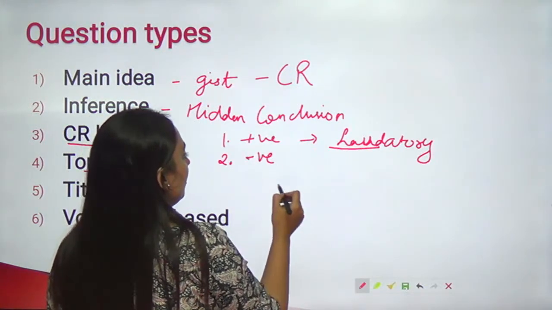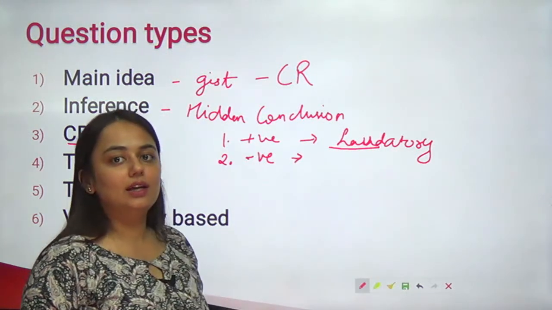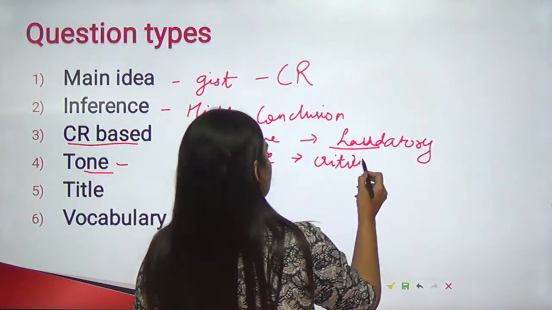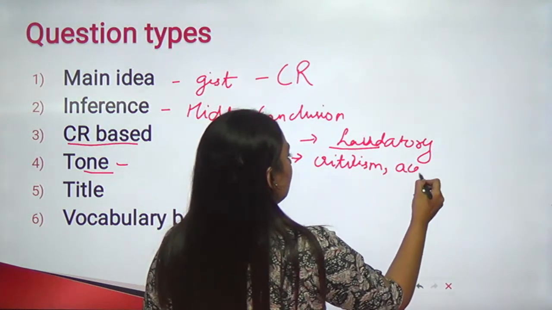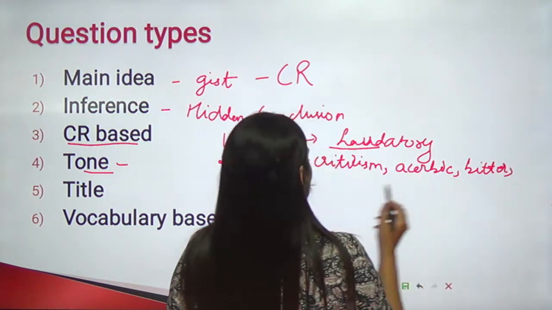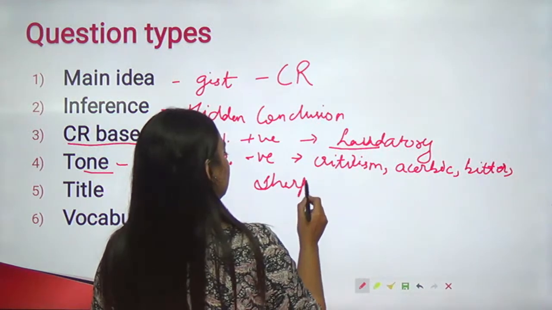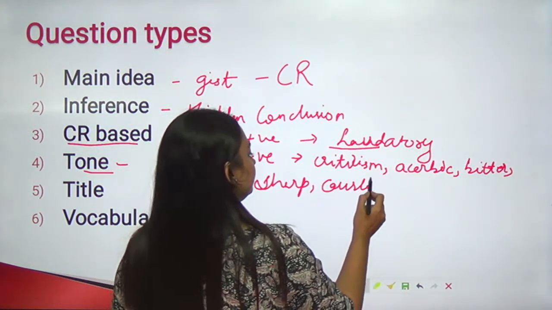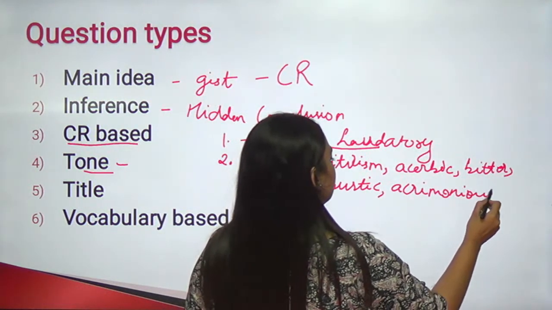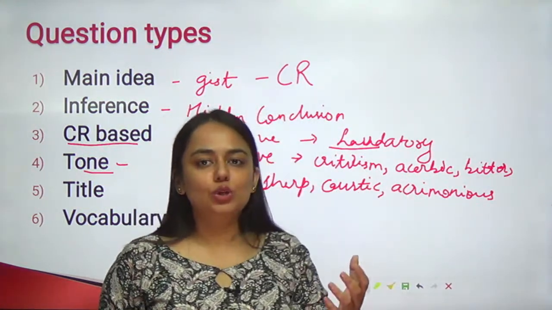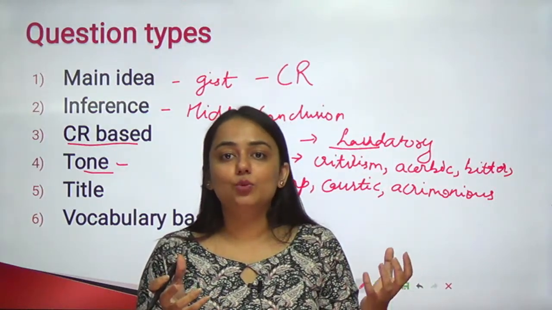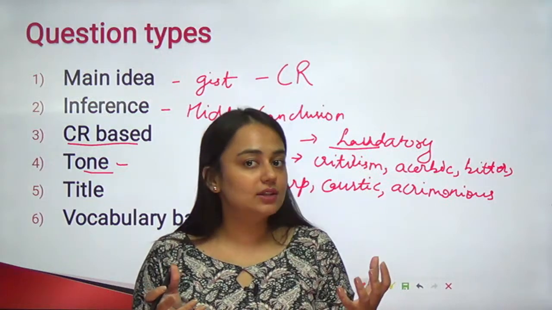Next, let us write down some of the negative tone words, or you can say the ones that show criticism. One is the criticism itself. Another word is acerbic tone, bitter tone, sharp tone, caustic tone, acrimonious tone. Now, acerbic you can say is a chemistry jargon. Anything that is bitter or pungent, you call it acerbic. Try to remember these words. They are going to help you greatly in the exam to guess the tone questions.